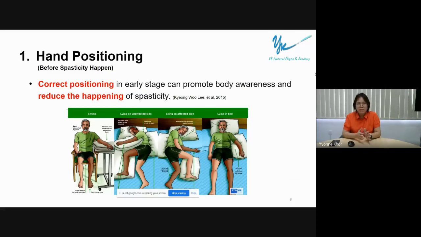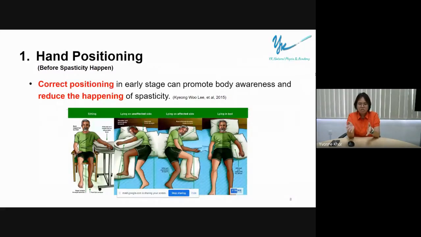Hand positioning is done before the spasticity happens. Why? When the patient gets a stroke, maybe in the first week or the day after the stroke, hand positioning is very important. Correct positioning in the early stage can promote body awareness and reduce the chance of spasticity. At the beginning of the stroke, the patients maybe don't show any spasticity and flexing.